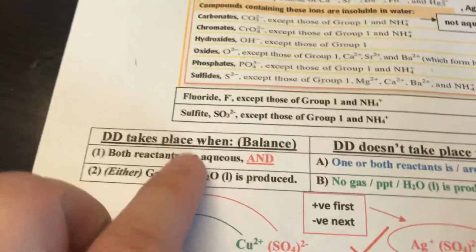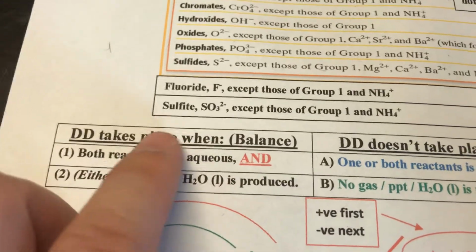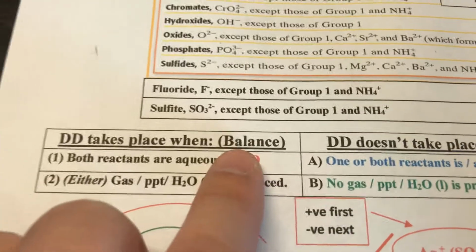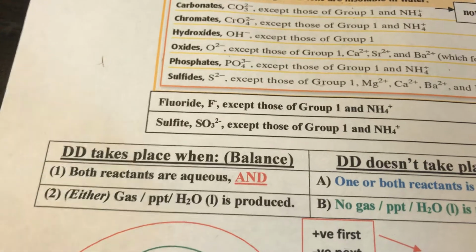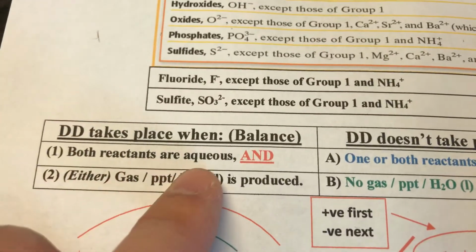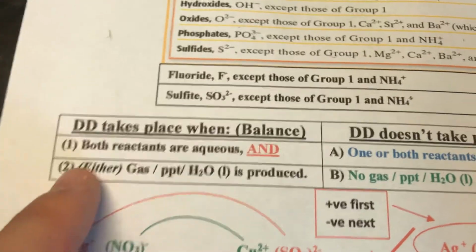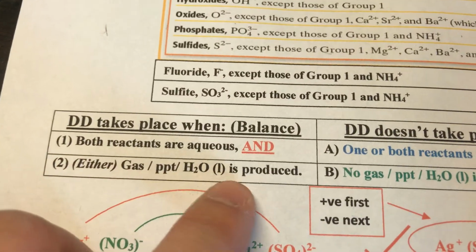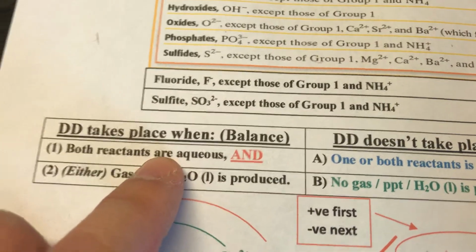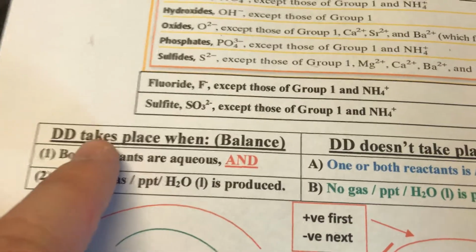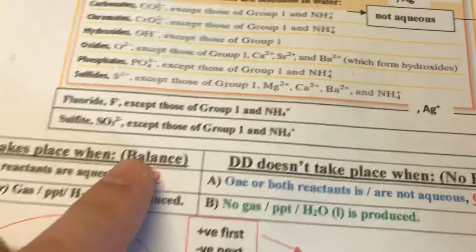In order for double displacement to take place, you have to have two conditions happen at the same time. When double displacement takes place, you have to balance the equation. So what are the two conditions? Number one, both reactants must be aqueous. Number two, either gas, PPT, or H2O liquid is produced. These two must be met at the same time. If only one of them is met, then double displacement would not take place. If you figure out that double displacement takes place, you have to balance the equation. We will show you in a second.